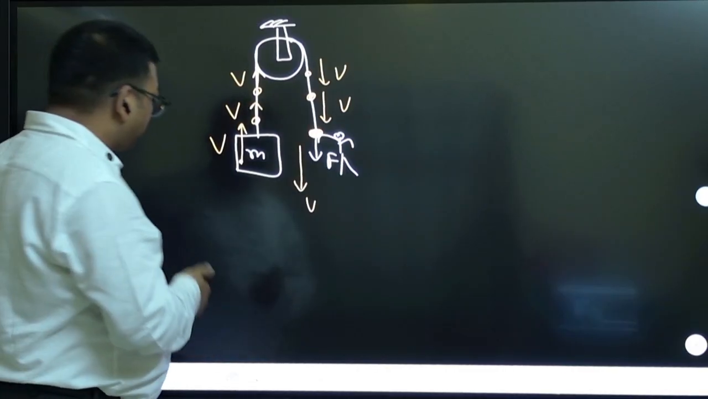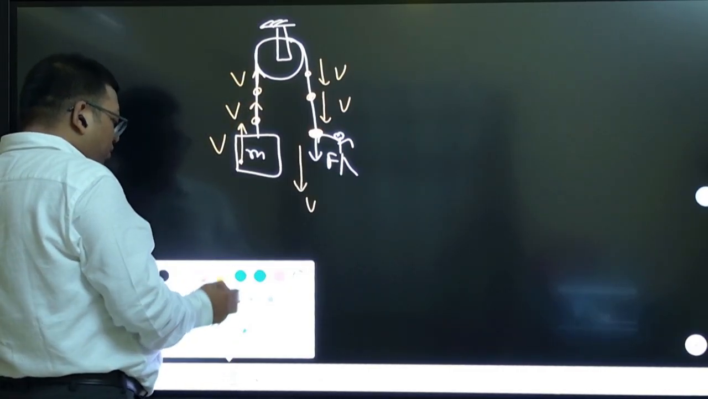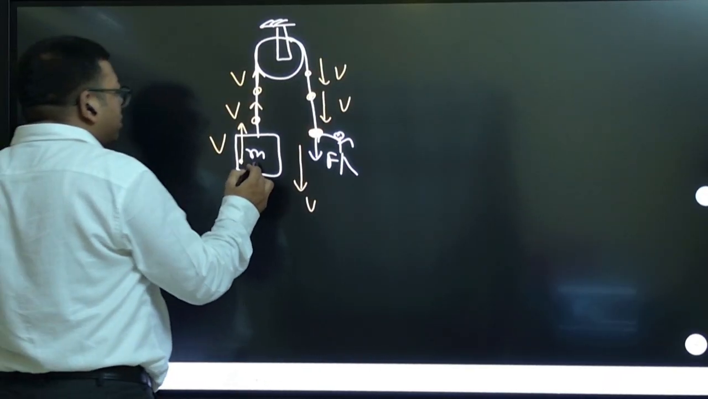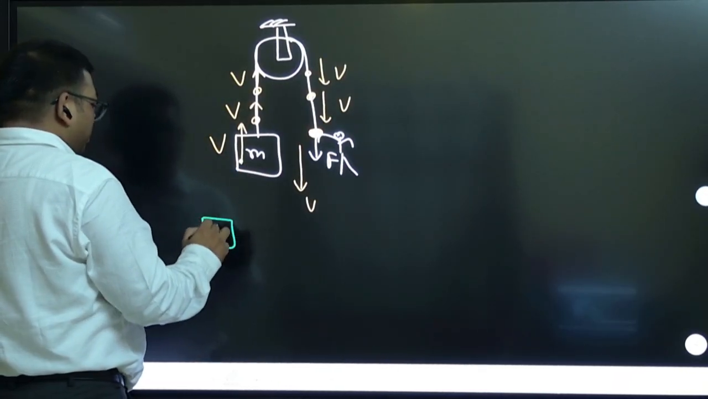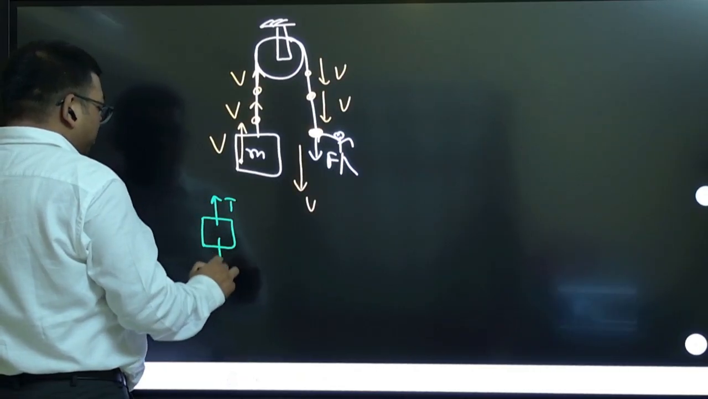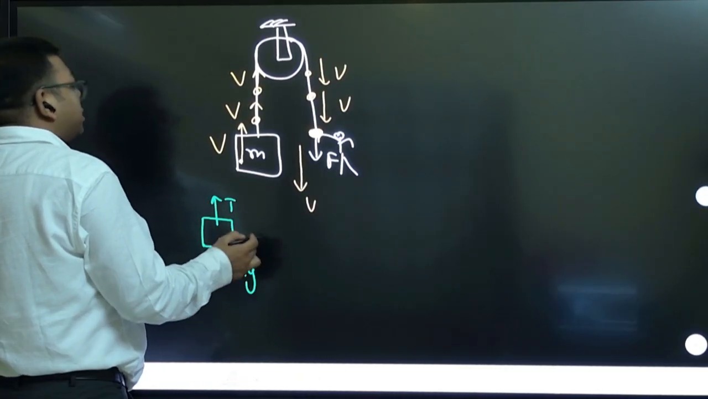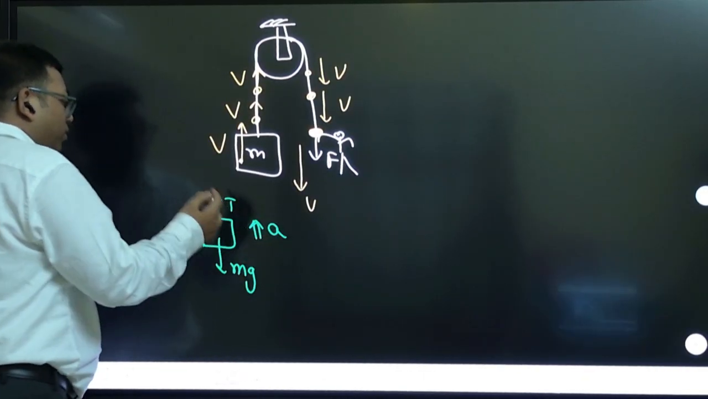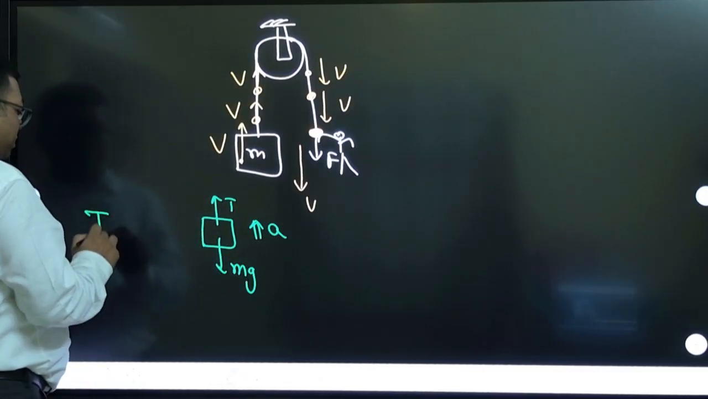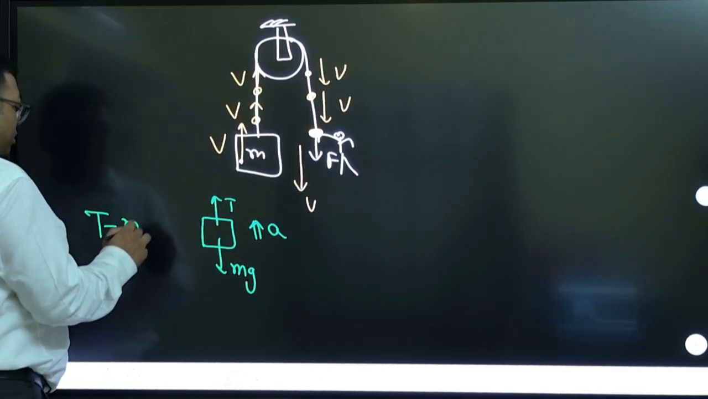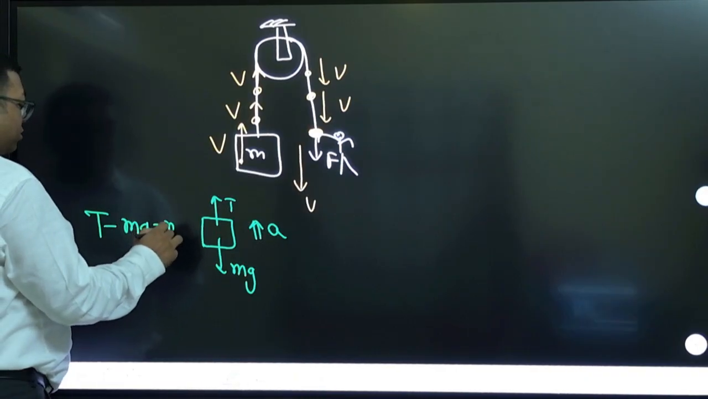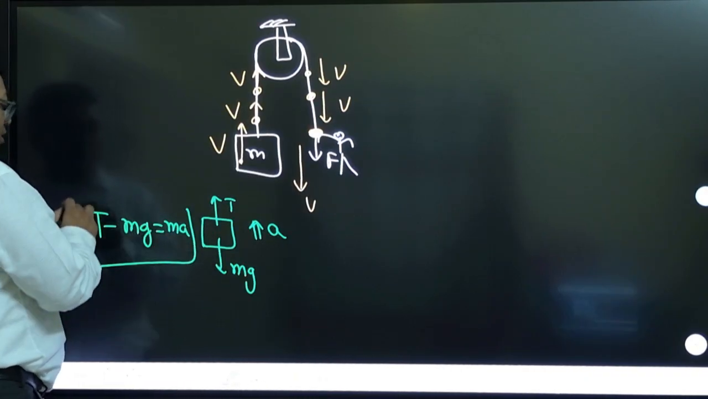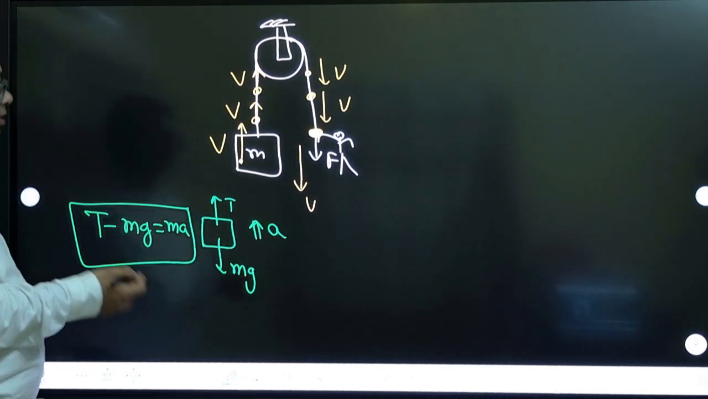Suppose you are studying the acceleration of this, then you have to draw the free body diagram. On the block, the forces acting are tension and mg, right? And this body is going upward, so it has some upward acceleration. If you apply Newton's laws, then tension minus mg is equal to mass into acceleration. That's the net force, that's how we write.